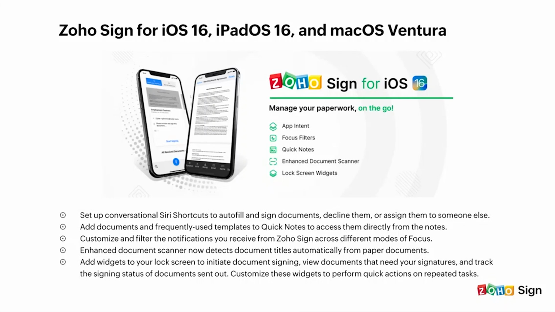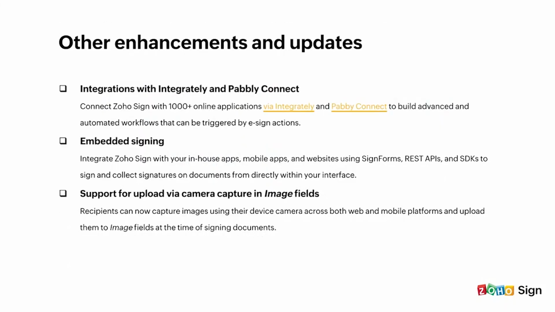You can also customize and set the filter for notifications that you receive from Zoho Sign based on the different focus modes that you have. So you know which mode tells you what, in a way that you prefer it. And yeah, apart from this, we have introduced the functionality of adding widgets to your lock screens to do things, and improved our document scanning capability in mobile devices to be able to do some level of basic OCR or text recognition.